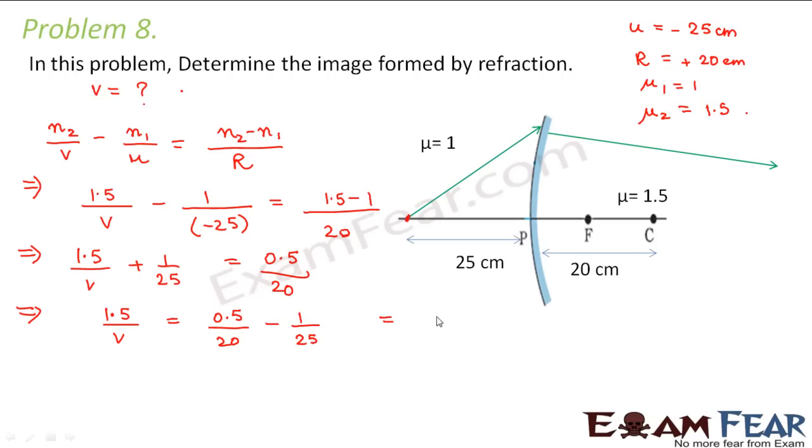So this value comes out to be minus 1.5 divided by 100, or we can say that V comes out to be minus 100 centimeters. So the image is formed at a distance of 100 centimeters from the pole, and since this sign is negative, it shows that the image is formed on the left hand side of the pole.